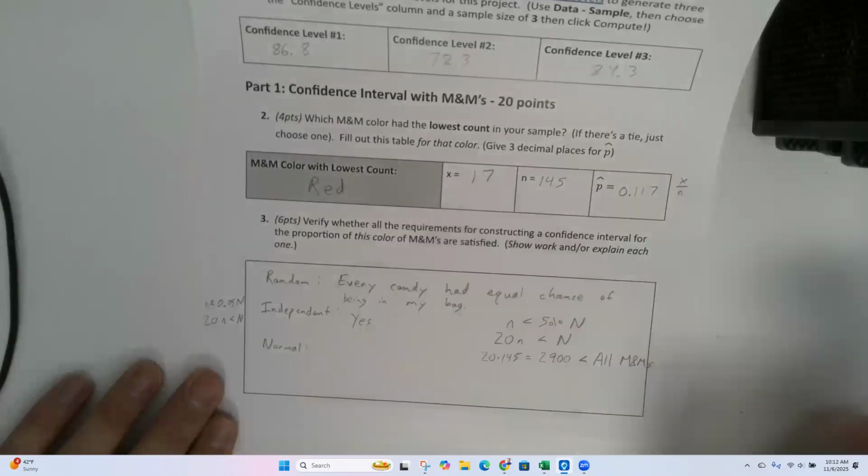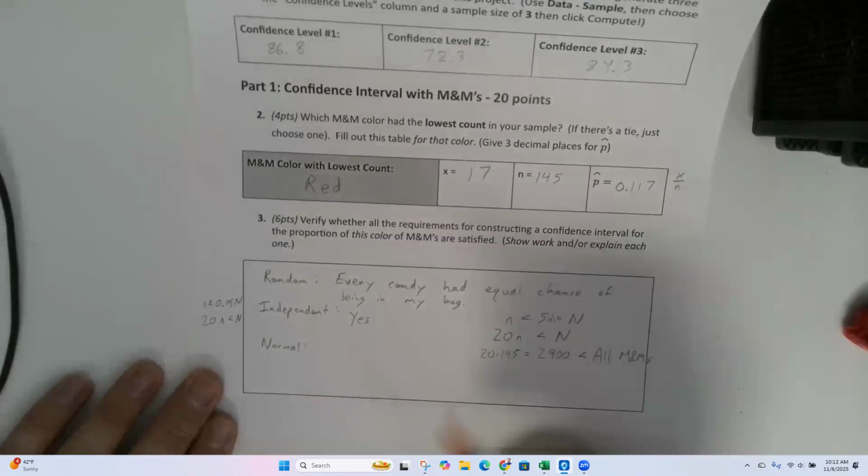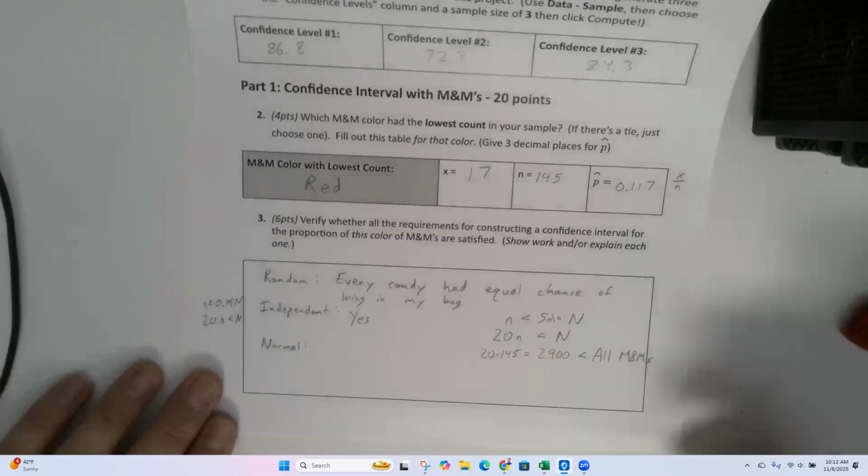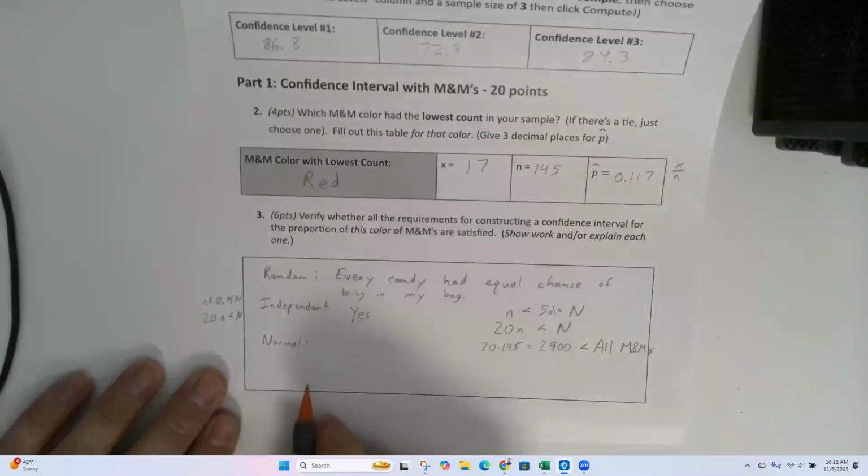It's very rare that you're going to run into a problem with this one. I don't think anyone went out and bought billions of candies. Hopefully, no one bought 5% of the M&Ms in the world. That would not be good.